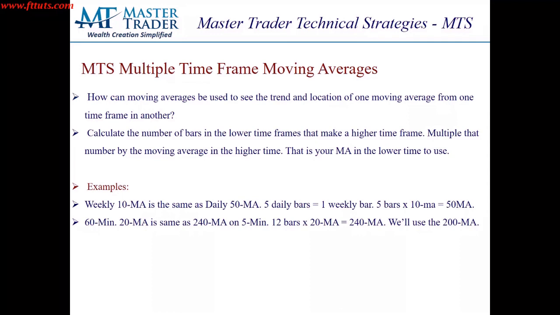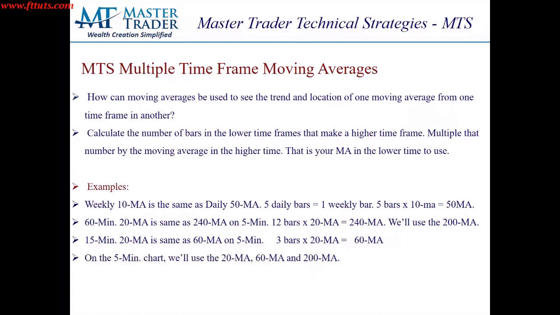60-minute 20 MA is the same as a 240 on the 5, 12 bars times 20 MA, 240. We're going to use the 200 on the 5-minute chart. And so on. 15-minute 20 MA, same as the 60 on the 5-minute. 3 bars times 20 equals 60.